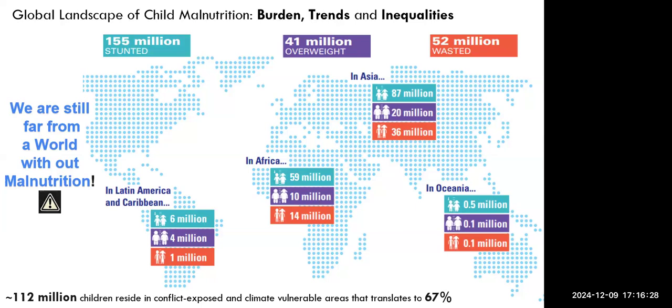And out of these 155 million children, 112 million live in conflict-exposed and climate-vulnerable regions, which translates to 67% of all malnourished children. That is quite a huge number if we compare it to the overall child malnutrition rates.